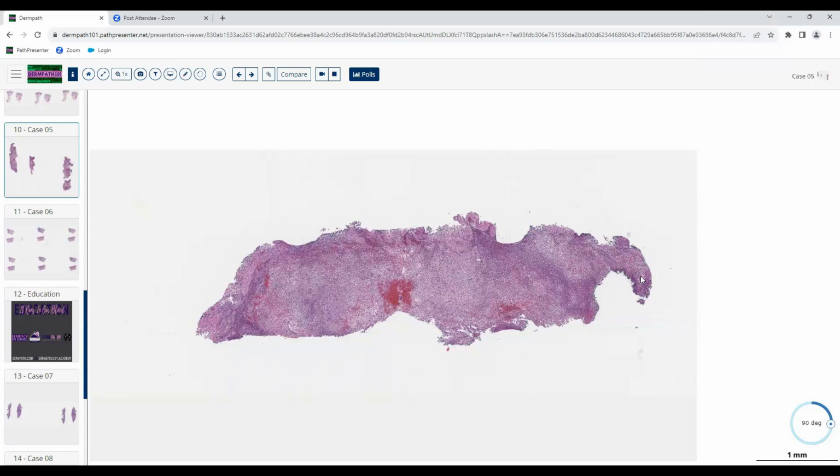Diffuse. Good. Excellent. So nodular, diffuse. I mean, the whole thing is involved, side to side, top to bottom. If we had a deep punch, the whole thing would probably be a sea of inflammation here. And what kind of cells are we looking at here?